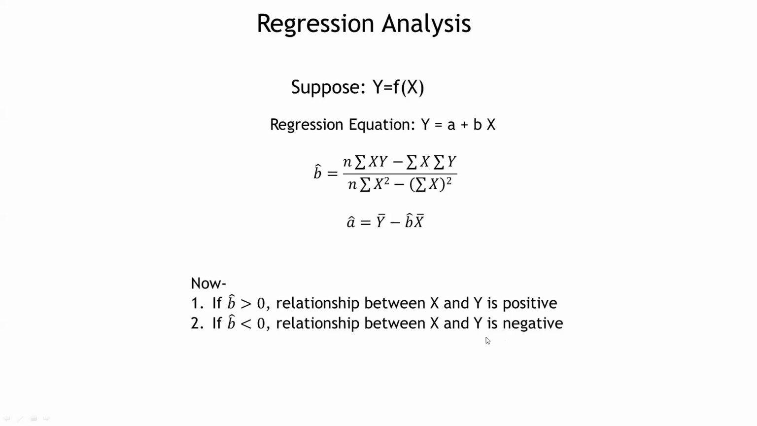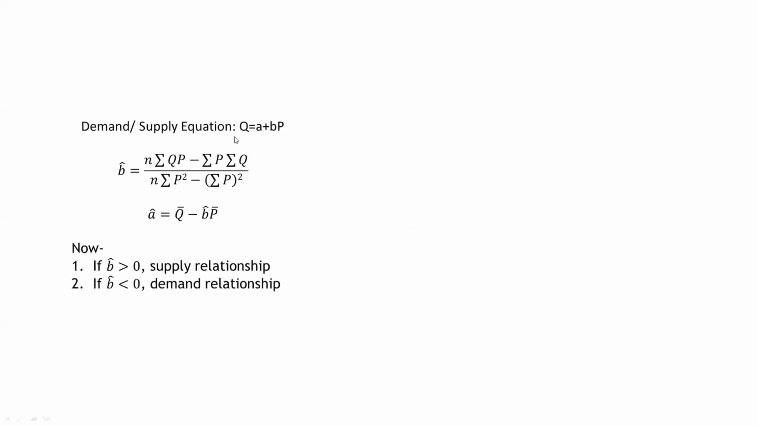If we understand this formulae, we can estimate any sort of regression equation customizing them. For example, Q is a function of price. We know price-quantity relationship is either exhibited by a demand equation or by a supply equation. So we can get either a demand equation or a supply equation. Let us first consider the regression equation Q equals A plus BP.